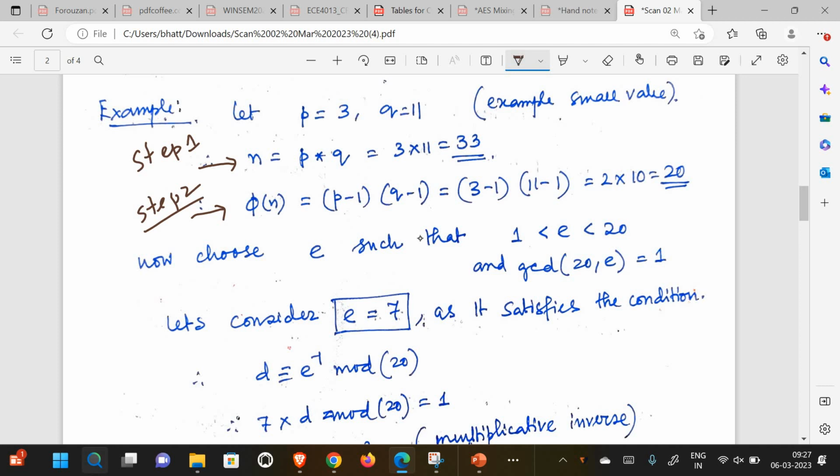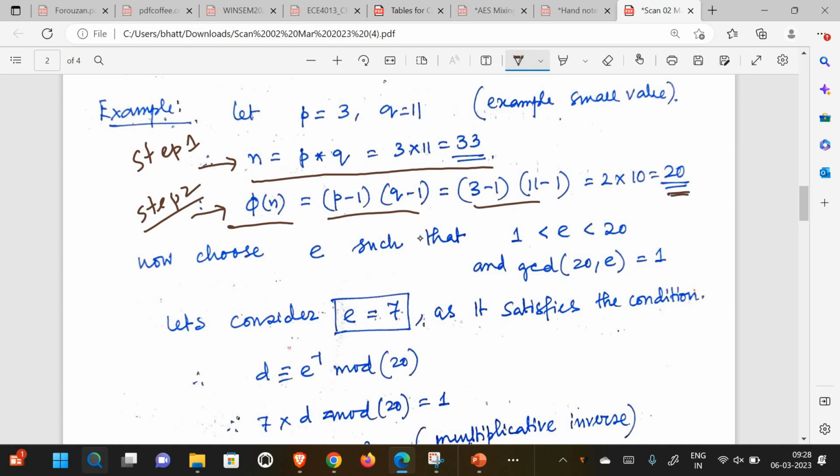A very simple example. I have taken small values so that we are able to compute. So P equals 3 and Q equals 11, which is given to us. So the product N is 33. Step 1, we calculate N equals P into Q. This is how the questions will also come to you. It's a very scoring area, so please don't lose out. Now we calculate phi N using the formula (P minus 1) times (Q minus 1). Substituting the data, we got the value of 20.